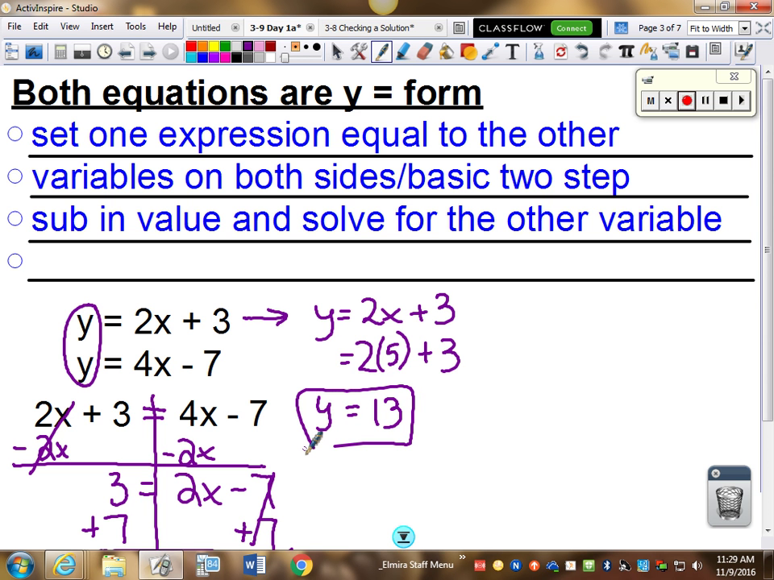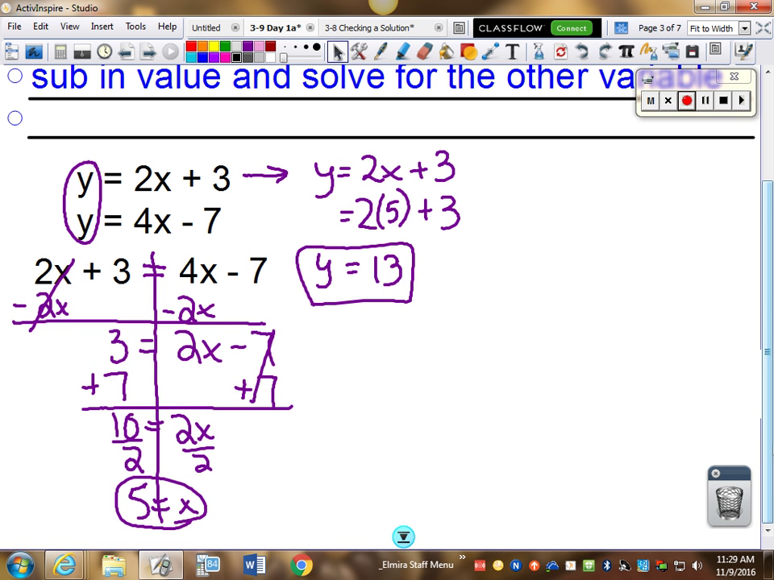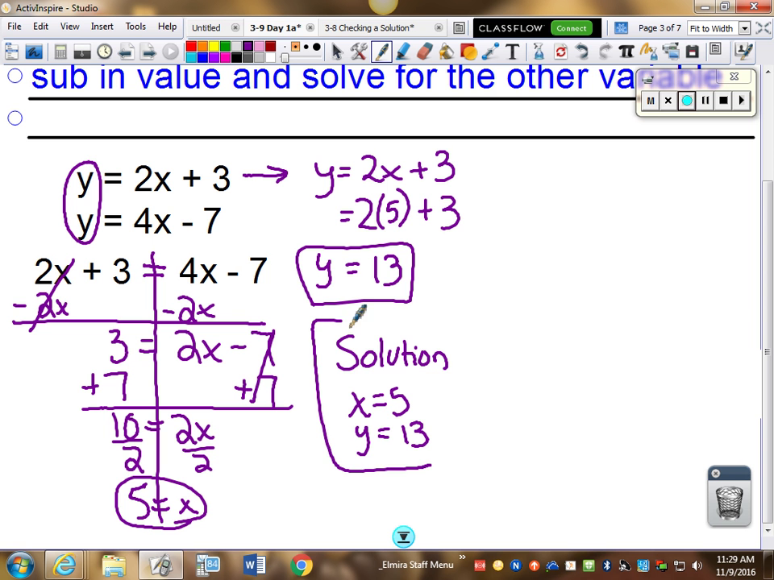So now I know, technically I'm done. I can write a little answer. I can say that my solution is that x equals 5 and y equals 13.